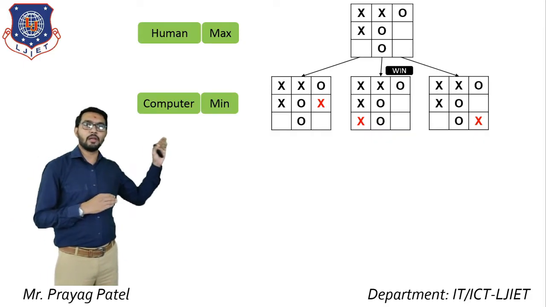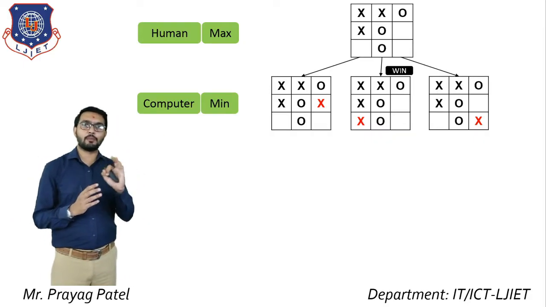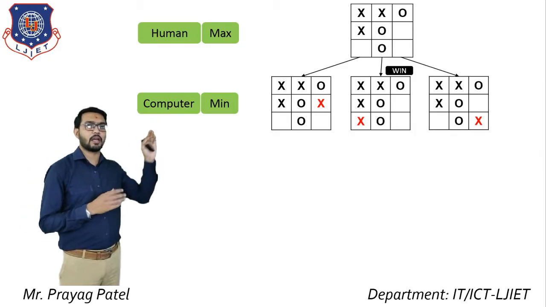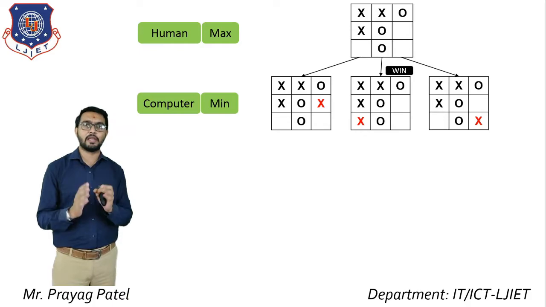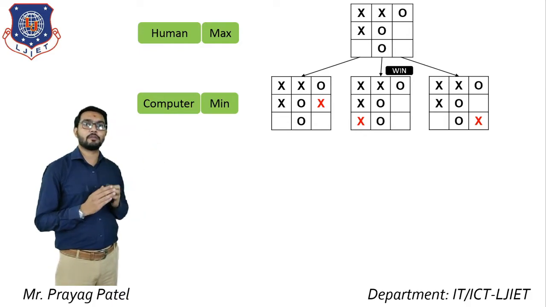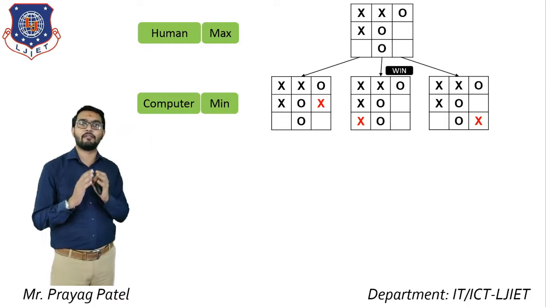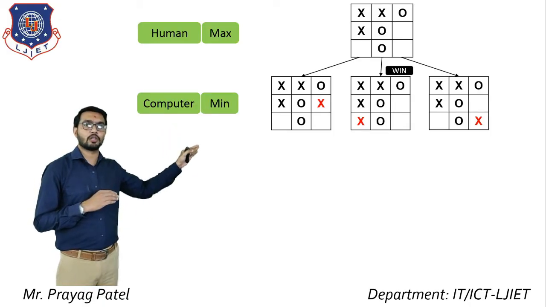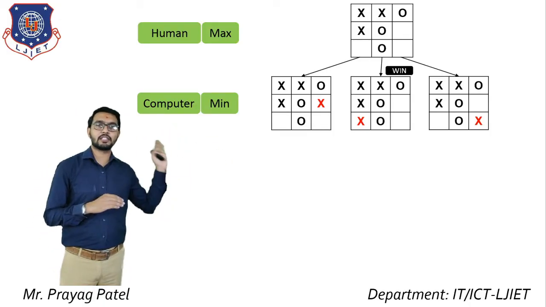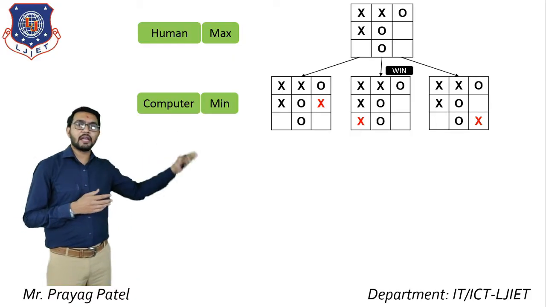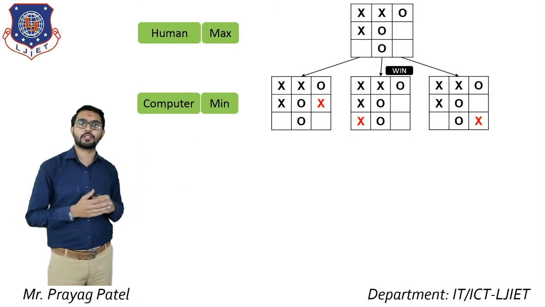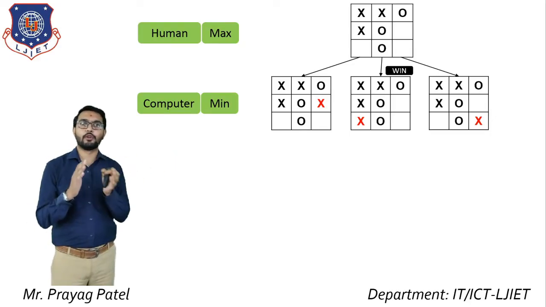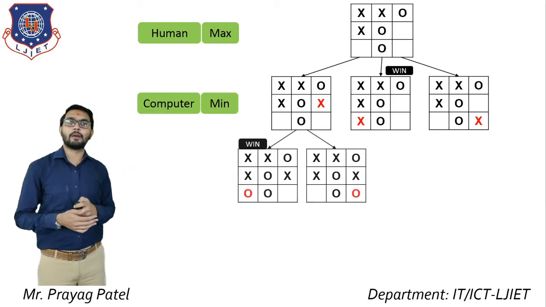Here the min player puts a cross at three positions, because in the first step we have three spaces. For the three spaces, we consider them one by one. Consider the first cross here, then the second, then the third. These three possibilities are there. In the second possibility, the cross player is in a winning situation, which means the computer wins.